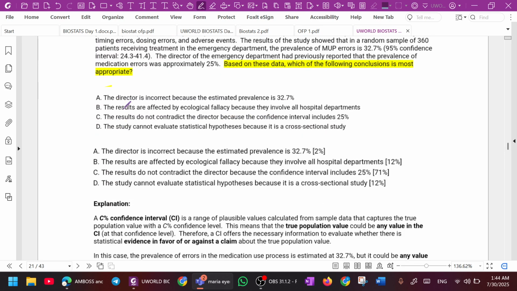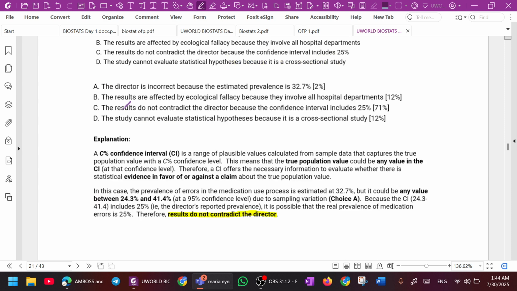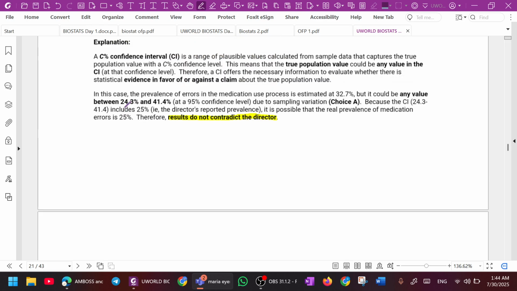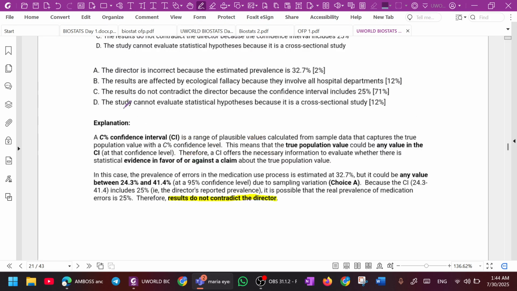Let's see. Oh, what is the answer? They haven't given it. I don't know. Answer C, 71%. Oh, you think that's the one? I know it's not A because A is here on the answer choice, so it's not A. Yeah, I guess it's C. Let's read the explanation. I think it's C.